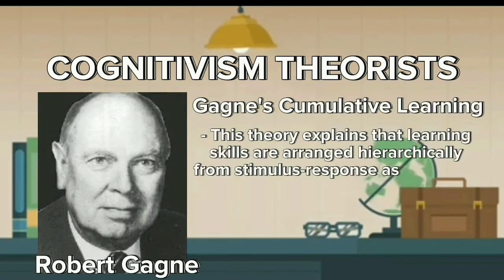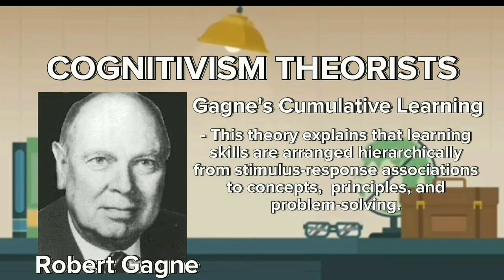Robert Gagne's cumulative learning. This theory explains that learning skills are arranged hierarchically from stimulus-response associations to concepts, principles, and problem-solving.